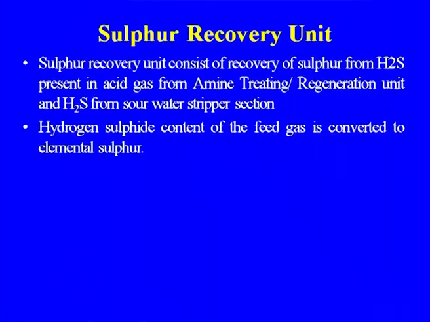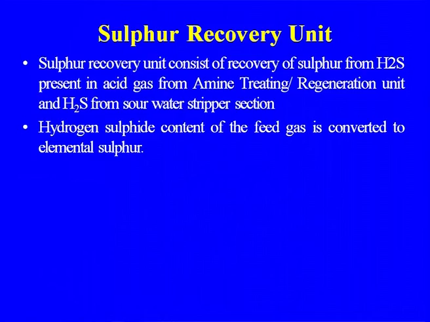So these were some of the sources we discussed, from where the sour gases or sulfur gases come, and now let us discuss the sulfur recovery unit. The sulfur recovery unit consists of recovery of sulfur from H2S present in acid gas from the amine treating regeneration unit and H2S from the sour water stripping section, which I told you are two sources.